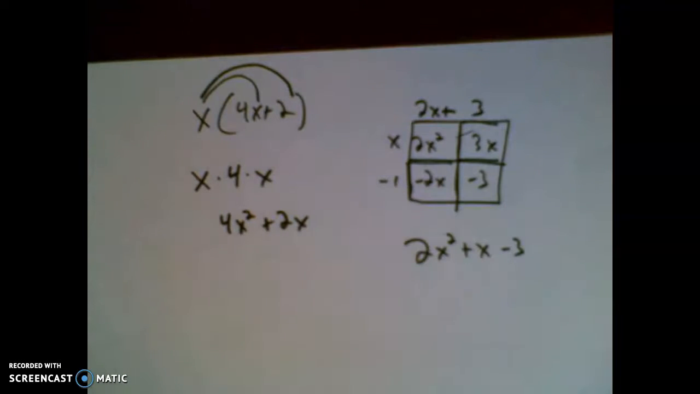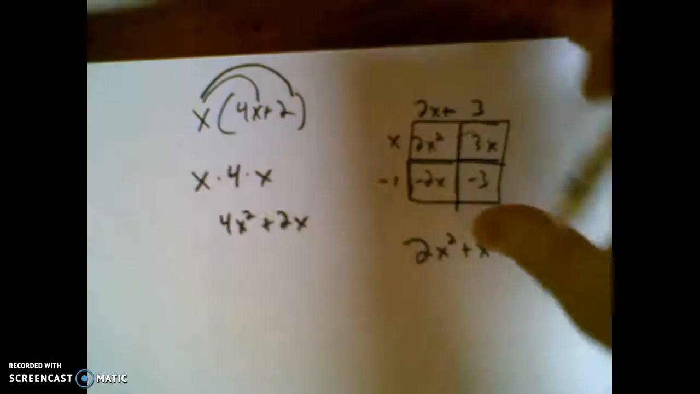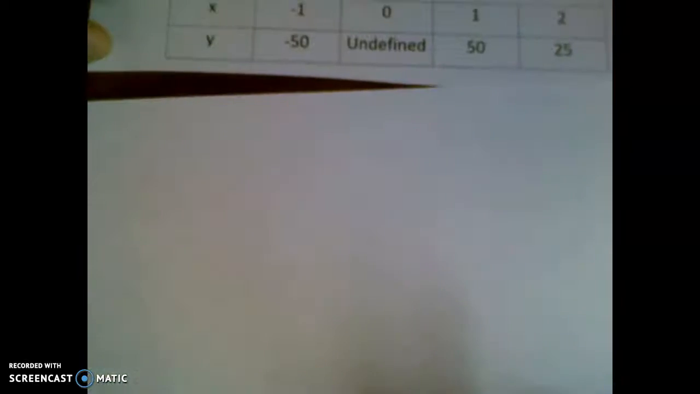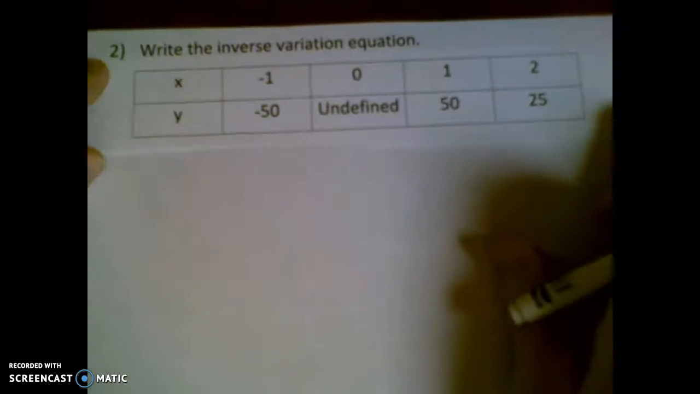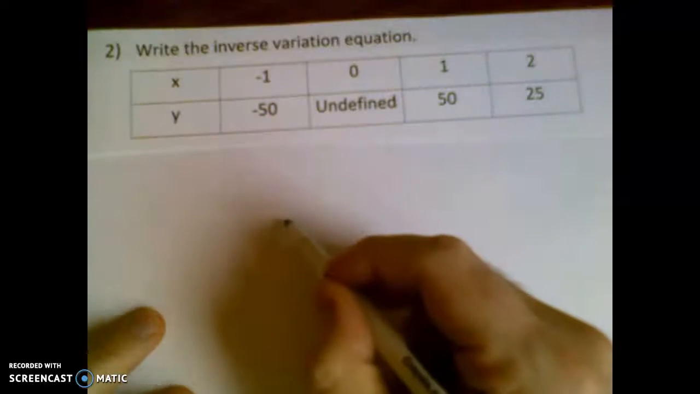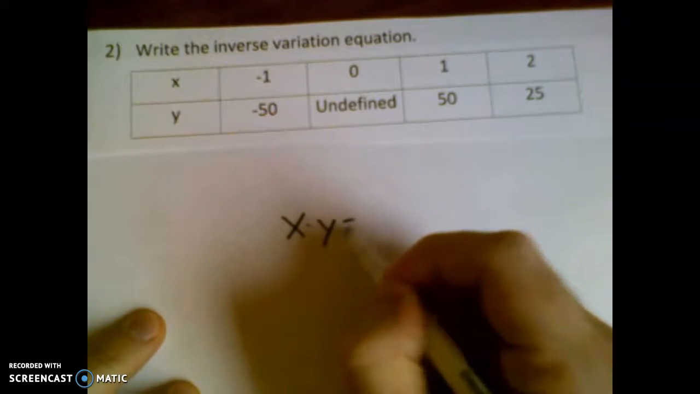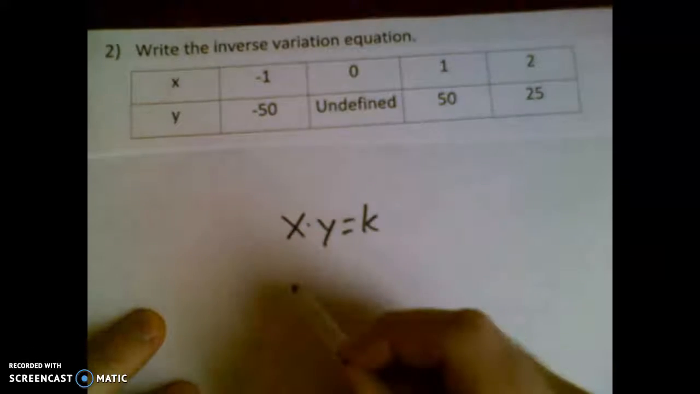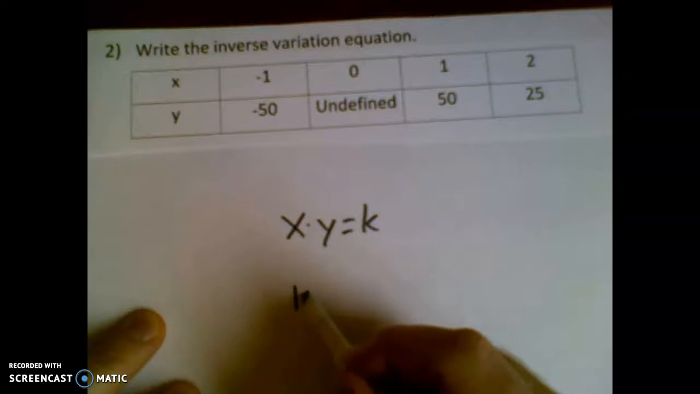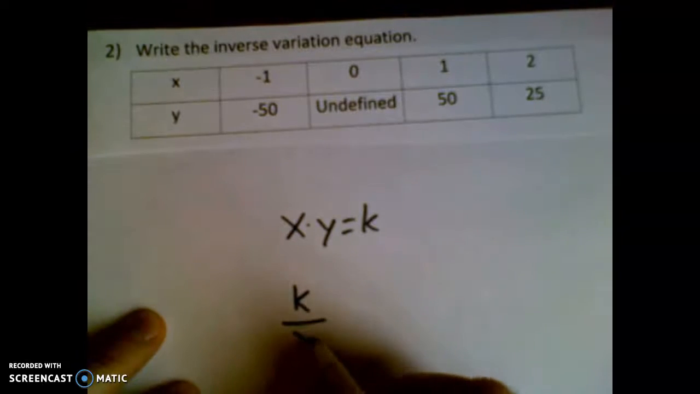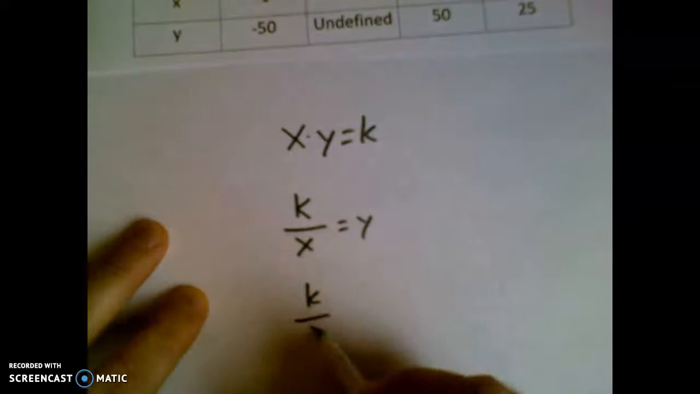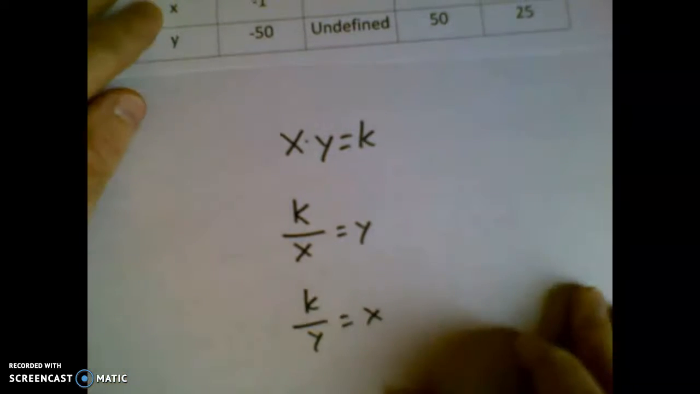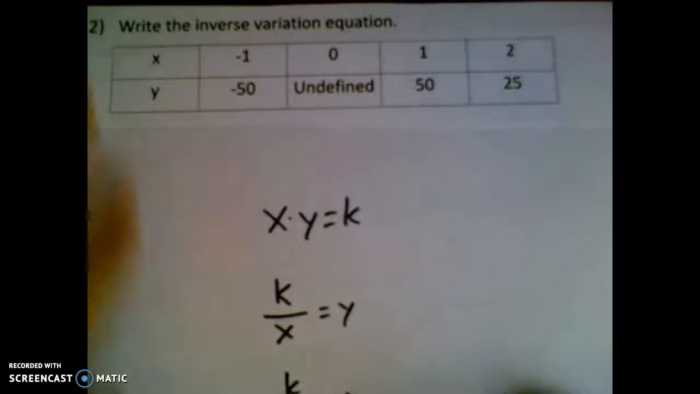Problem 2. Write the inverse variation equation. So inverse variation, the forms of it are x times y equals your constant, or you could do your constant divided by x is equal to y, or you could do your constant divided by y is equal to x. So all three mean the same thing.